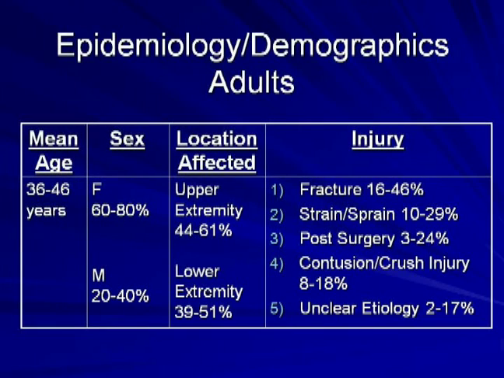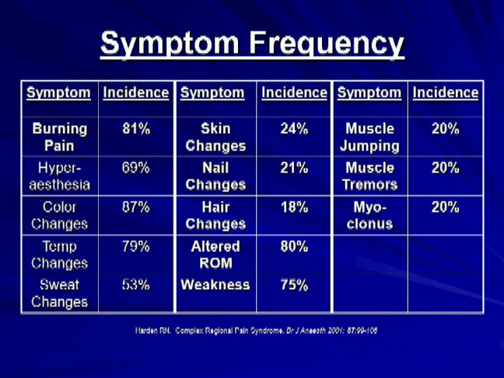Now, what about epidemiology and demographics of CRPS? The mean age is the mid-30s to the mid-40s, predominantly females. It predominantly affects the upper extremity, and the types of injury and the percentages reported of the injuries that lead to it are over here. Fractures and sprains are by and large the greatest trigger for developing CRPS, and then these others decrease in this order.